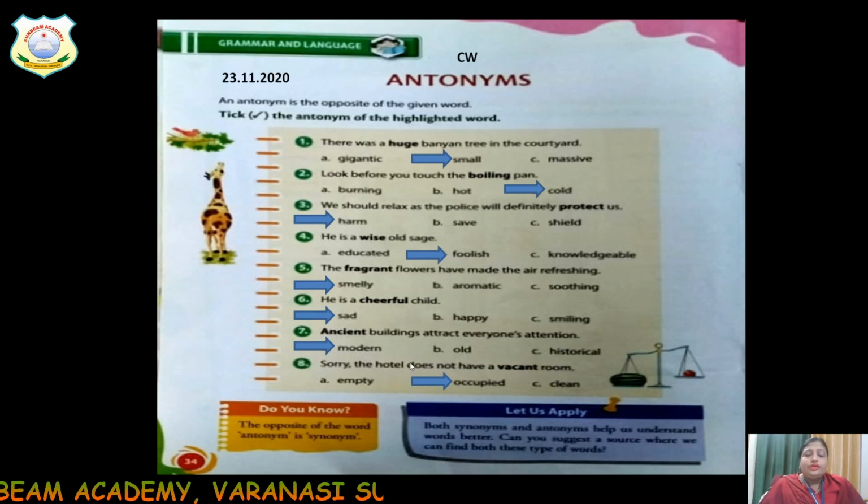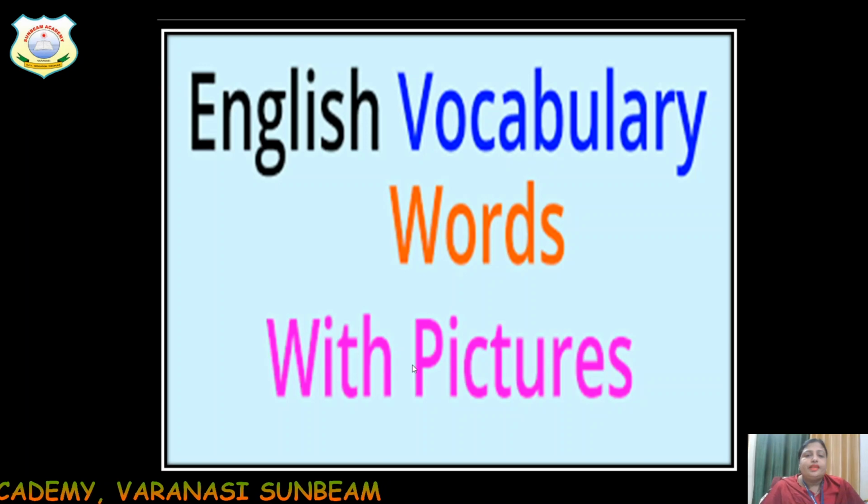Now let's switch to another chapter. English vocabulary words with pictures. I told you what vocabulary is. In this chapter you have to learn the names of household things. So what are household things? Household things are the cooking utensils which are used for food preparation.